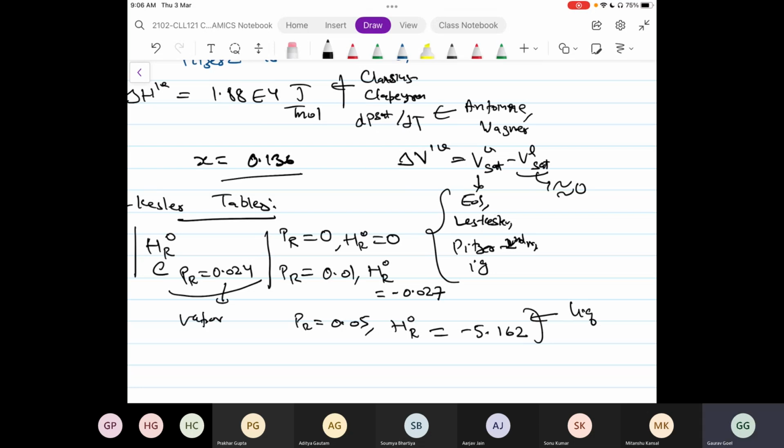So now tell me, how will you obtain HR naught at 0.024? This is what you will see in the Lee-Kesler table. 0, 0.01, 0.05. At 0.01, the value is small. At 0.05, the value is suddenly becoming very large. And I'm telling you, it is corresponding to a liquid state. I can calculate the saturation temperature, and from there I can conclude this corresponds to the liquid state. So what will you do? Query is clear?